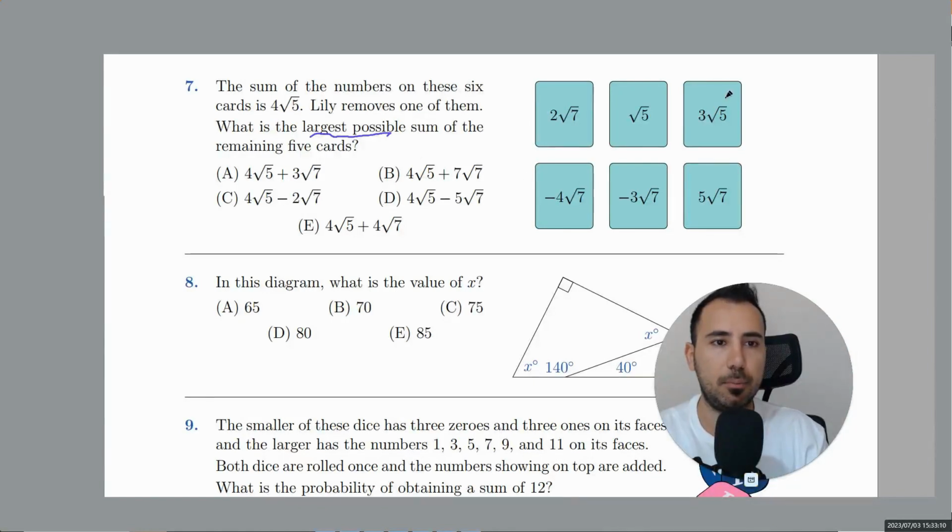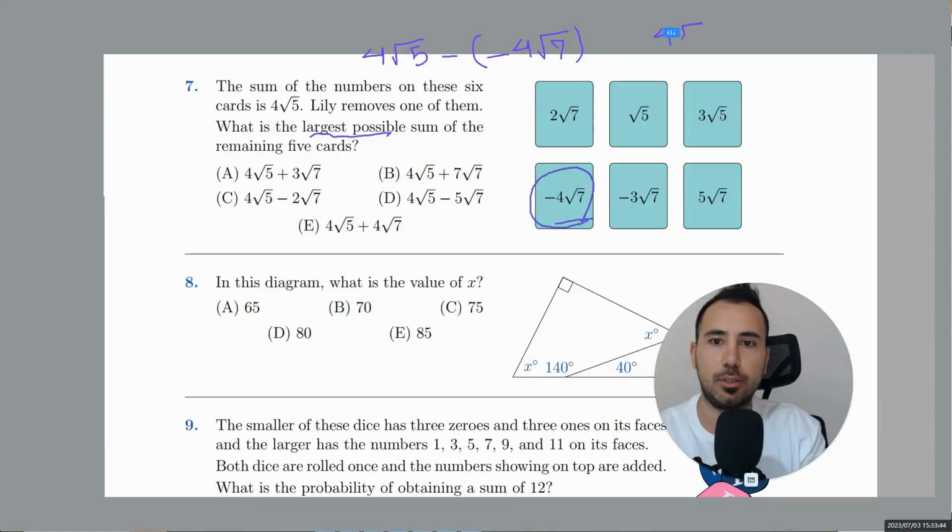See, all of these are positives, so positives are out. Between these two, which one is less, right? This card has the least value. So we have all the sum, 4 square root of 5, and we're going to minus it by the value of this. It's also a negative value. Okay, so negative would be positive.